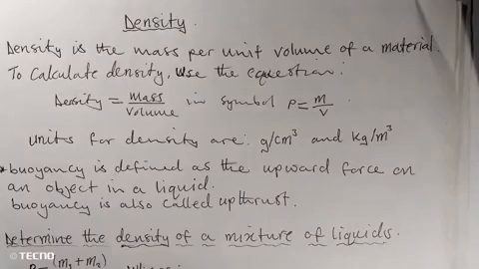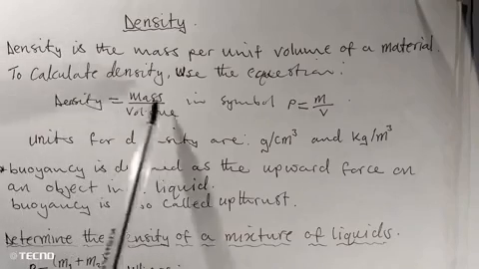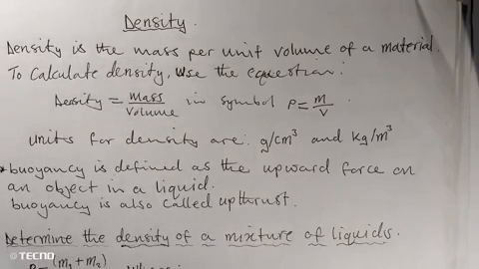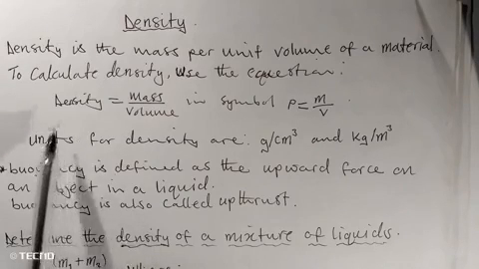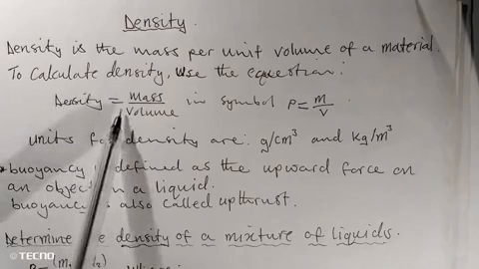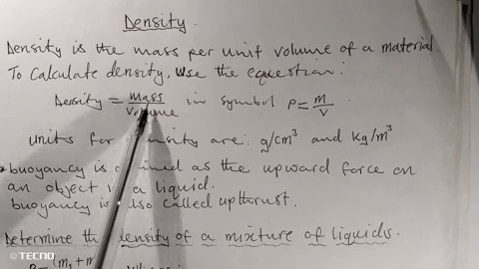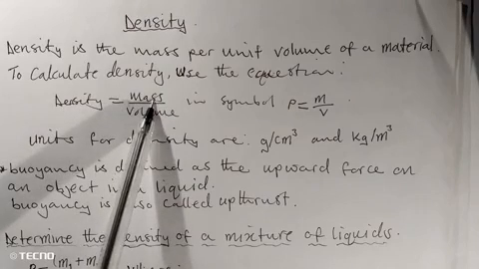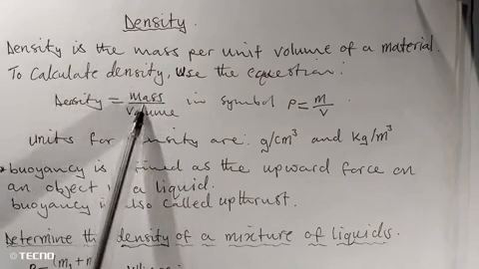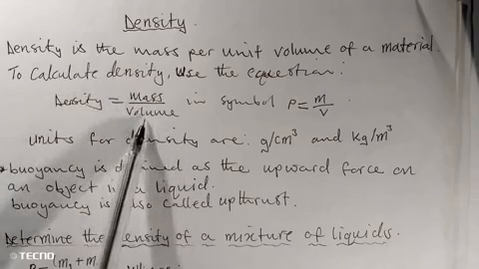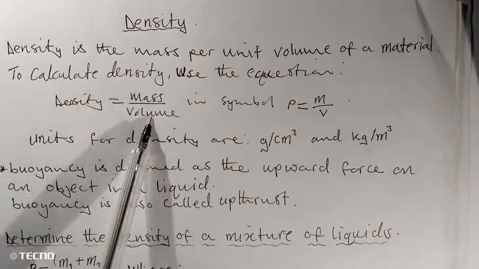Let's discuss density. When you talk of density, we say density is the mass per unit volume of a material. That is what we call density. Then the formula used to calculate density is mass over volume, and this mass can either be in kilograms or grams.